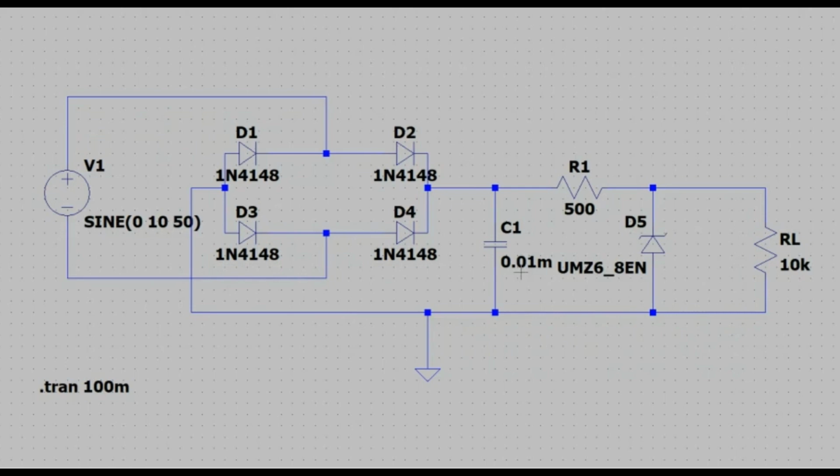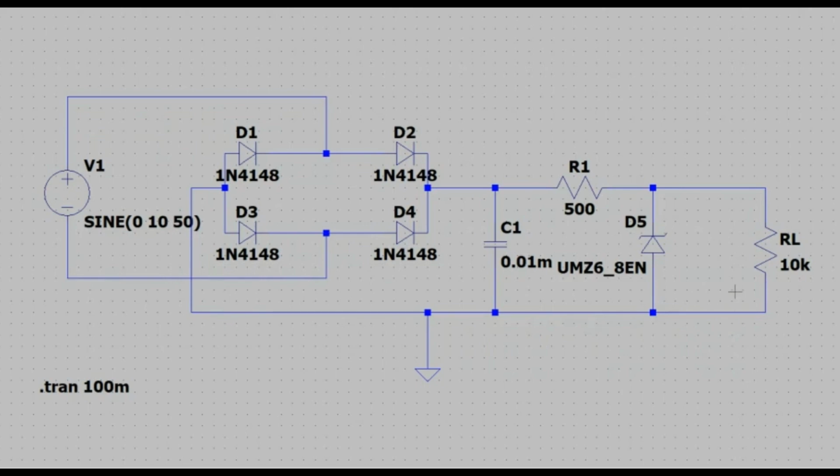Okay, the next one will be the filter. For the filter, we use a 0.01 millifarad capacitor. The capacitor is connected in parallel with the circuit. So the filter can be used to reduce ripple in the DC. Okay, the next one and the last one will be the regulator.